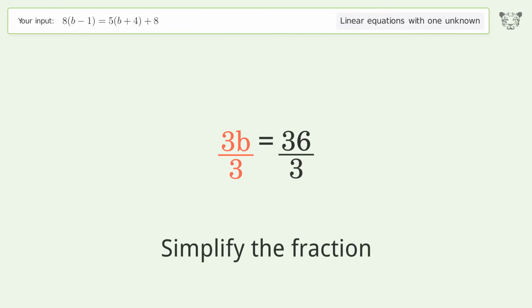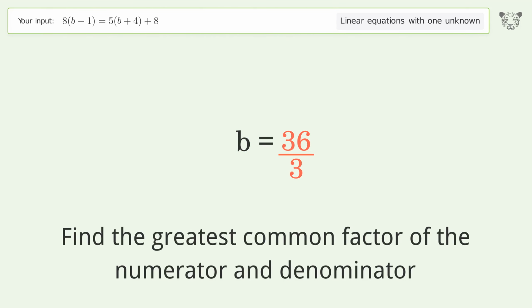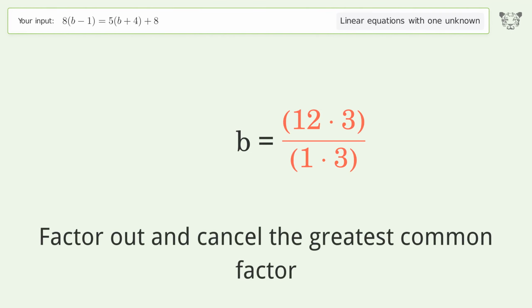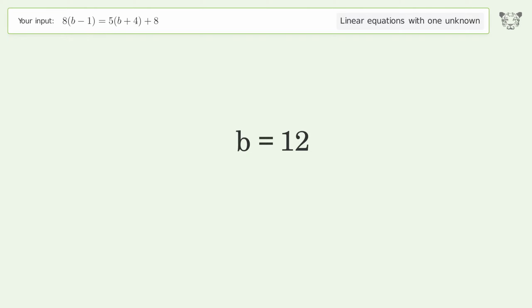Simplify the fraction. Find the greatest common factor of the numerator and denominator. Factor out and cancel the greatest common factor. And so the final result is b=12.